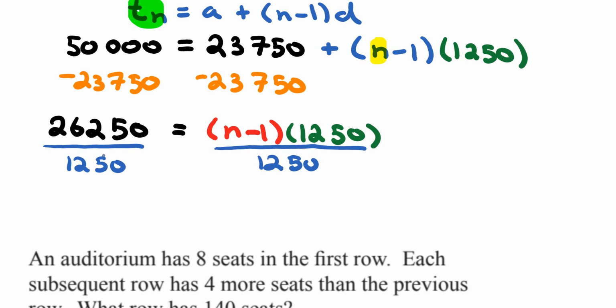And now we can just go to our calculator again and divide by 1250. And if I do that, I get 21. So 21 equals n minus 1. And then I can add 1 to both sides and I get 22. So it's going to take roughly 22 years for me to reach a salary of $50,000.